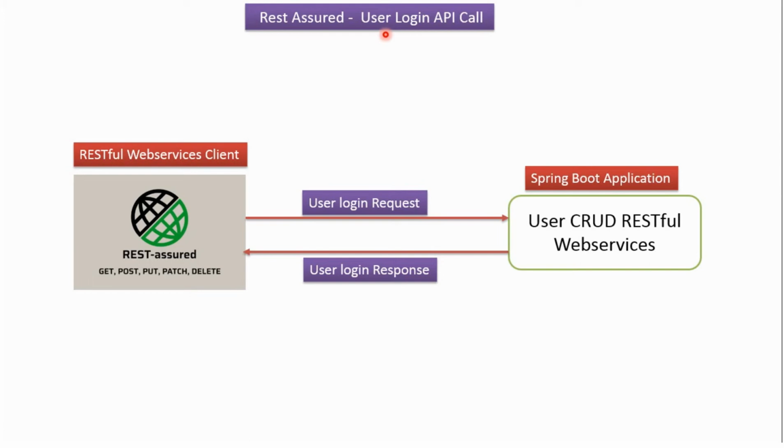In this video tutorial I will explain how to write a test case for user login API call using Rest Assured. Here you can see RESTful Web Service client, which is developed using Rest Assured, and it sends user login request to Spring Boot application, and Spring Boot application processes the request and sends back user login response. User login response header contains JWT token value and public user ID value. We will see the example now.